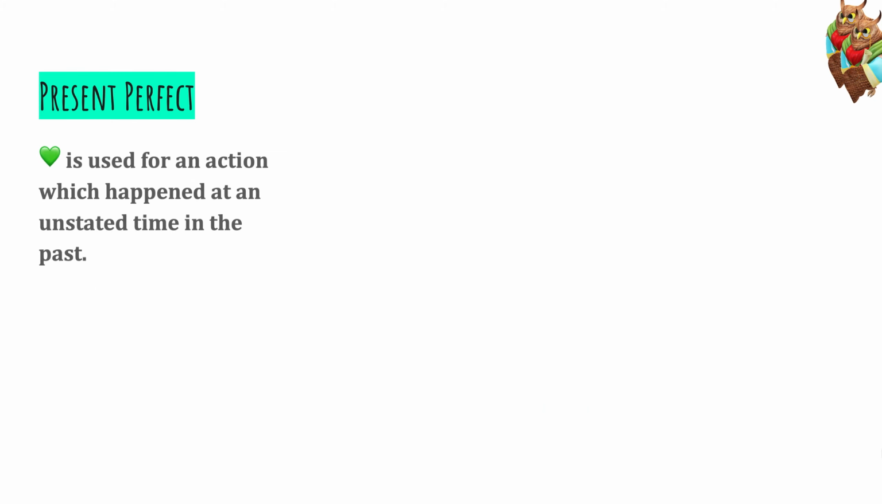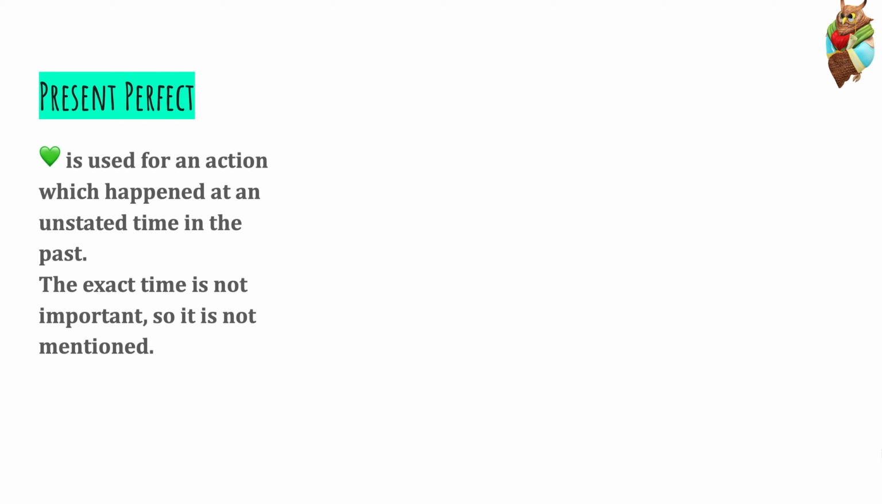Present perfect is also used for an action which happened at an unstated time in the past. The exact time is not important, so it is not mentioned. The emphasis is placed on the action. Yeah, so time is not important and usually is not even mentioned.